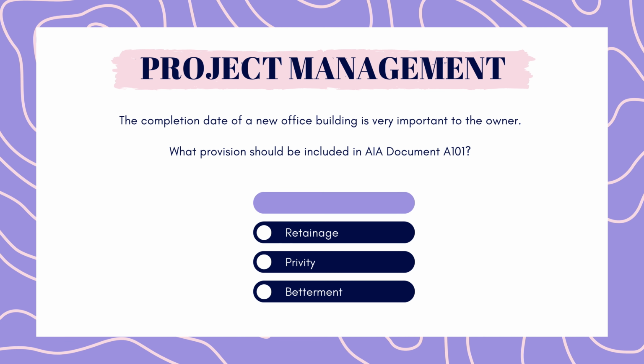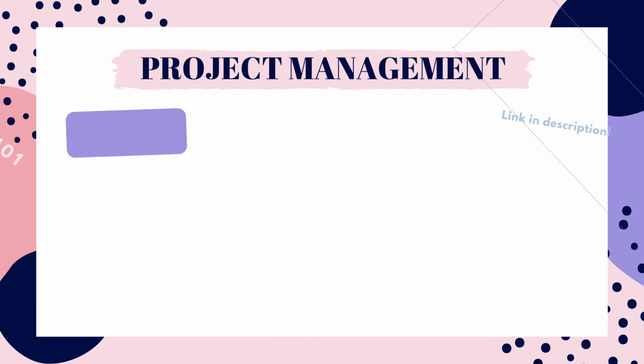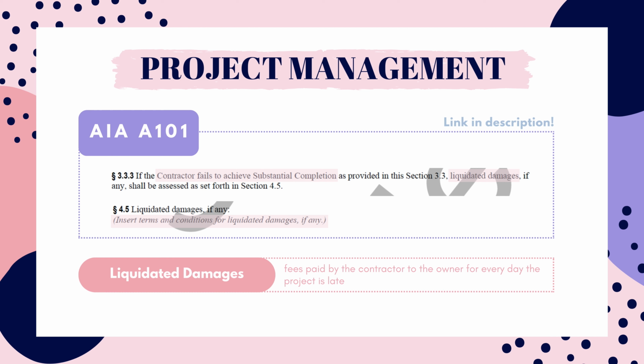And the answer is liquidated damages. Liquidated damages are not required in A101, but can be included. Most projects I've worked on do include liquidated damages, which requires the contractor to pay the owner a fee for every day the project is late. This date is based on substantial completion. This consequence really pushes contractors to finish the project on time.